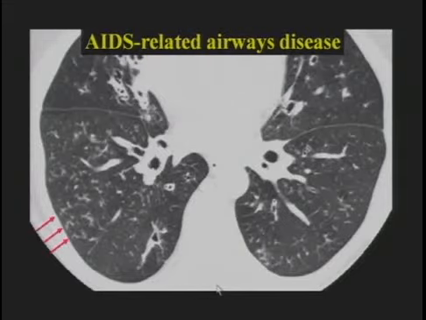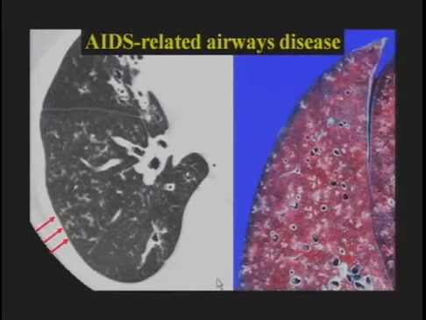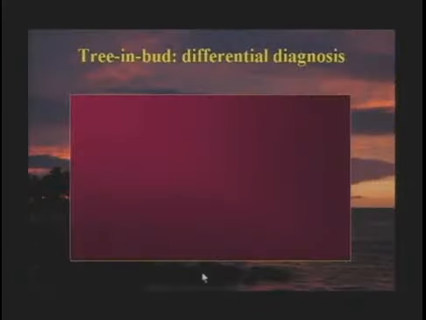Beautiful examples of tree and bud in the right lower lobe. If I see that, I know I'm looking at an infection. This is a lung slice in a patient who has this sort of bronchopneumonia. You can see these airways impacted with material in the peripheral lung causing this tree and bud appearance.